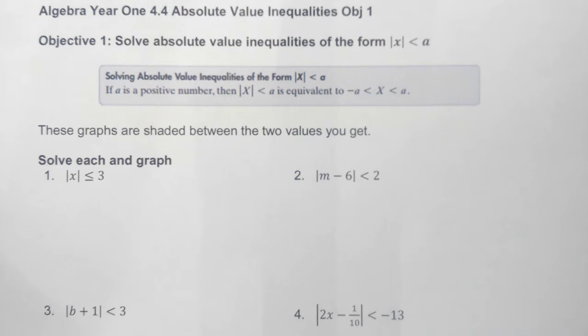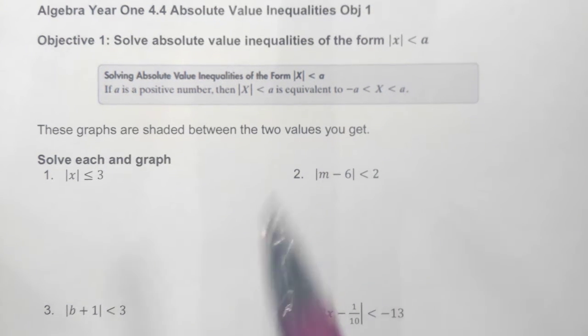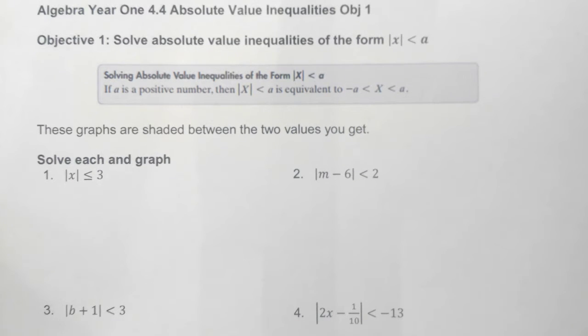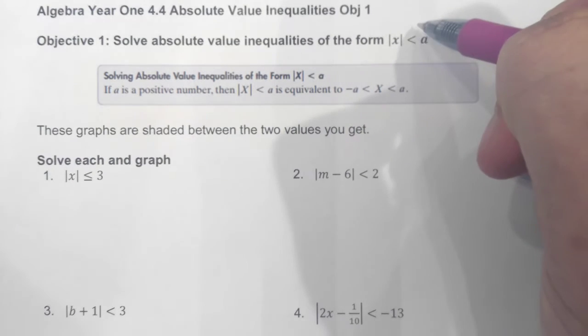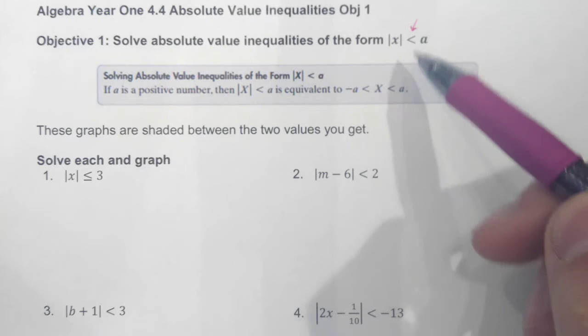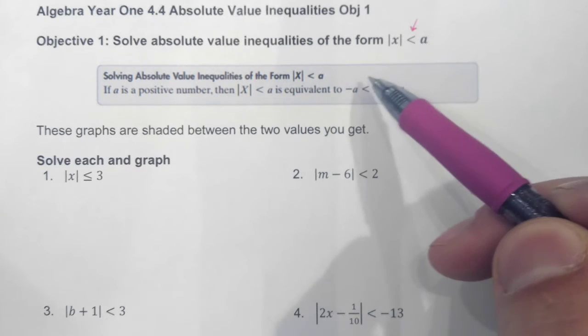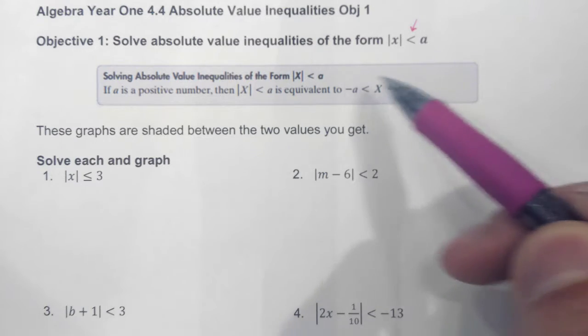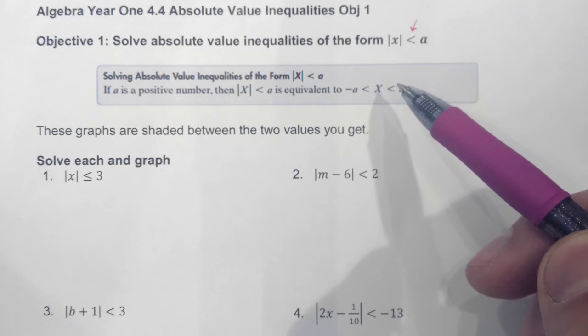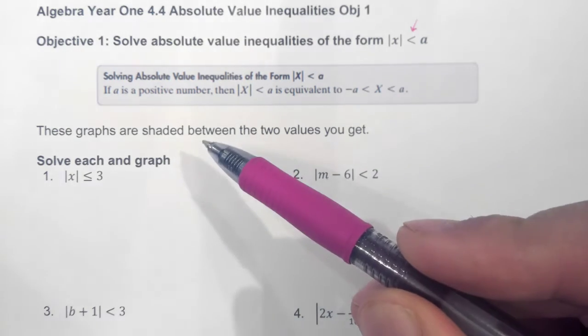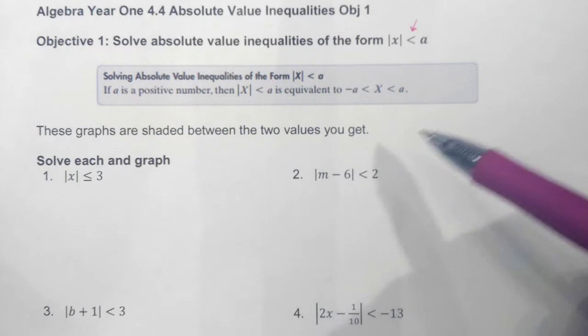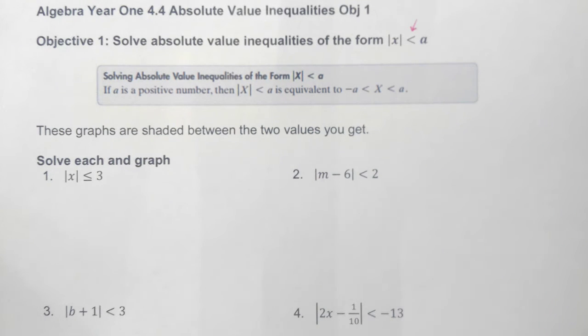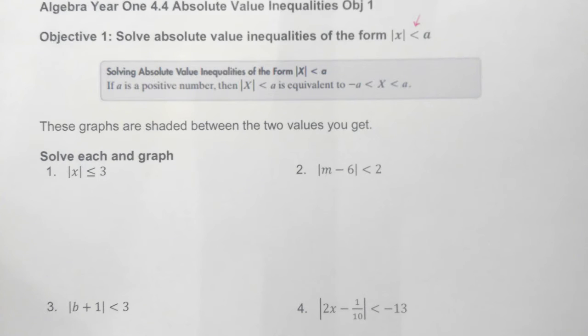So just like before, we're going to have two inequalities to solve. But what you need to remember is if the original problem has a less than symbol, the final answer is going to be one of these compound inequalities that are smushed together, and then our graphs are always going to be shaded between those two values. So our graphs will always look the same on these. You don't have to worry about figuring out if they overlap or whatever. They'll always look the same.